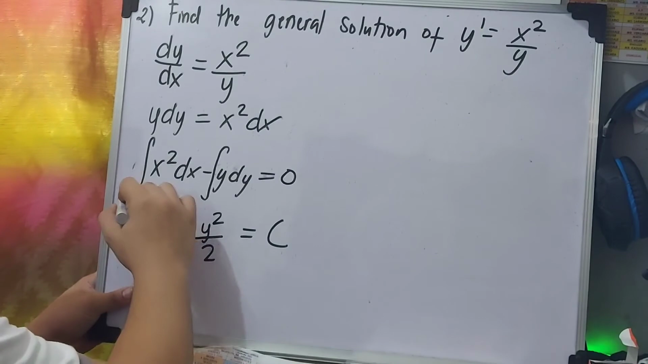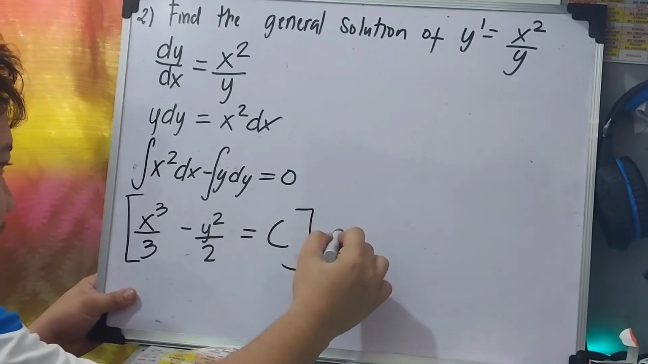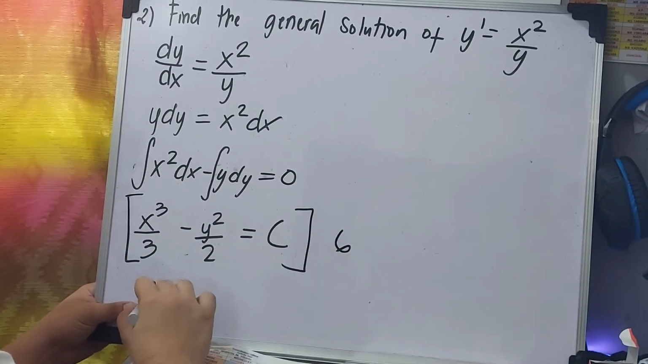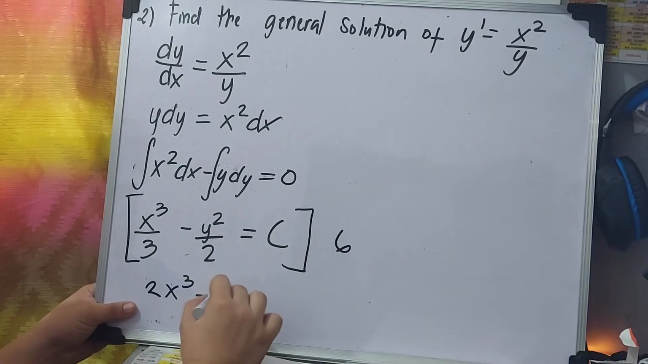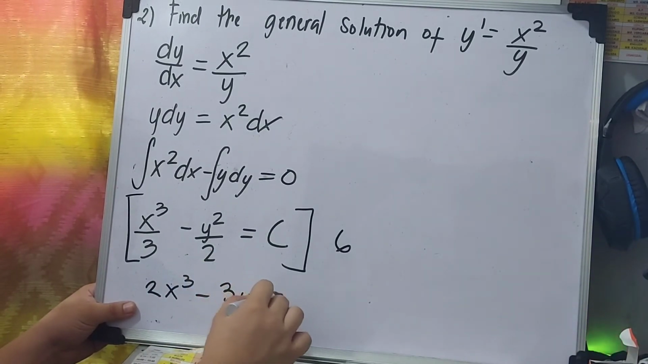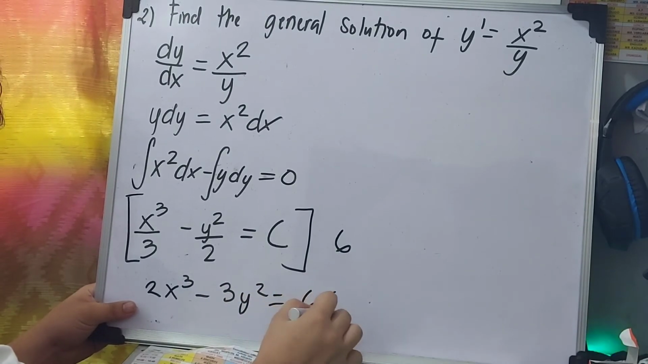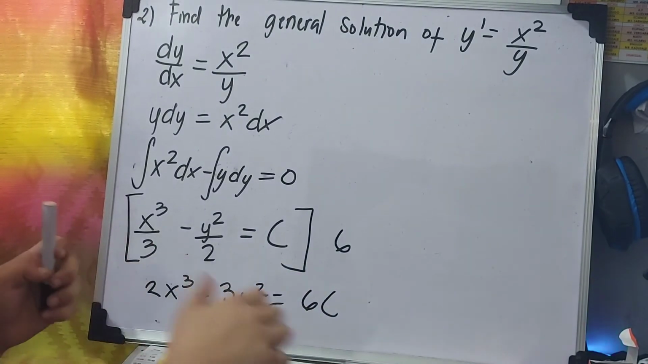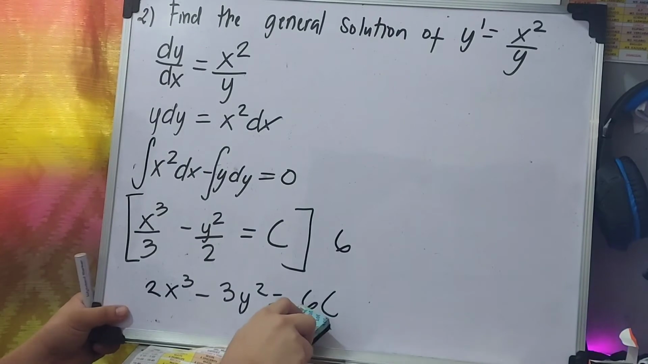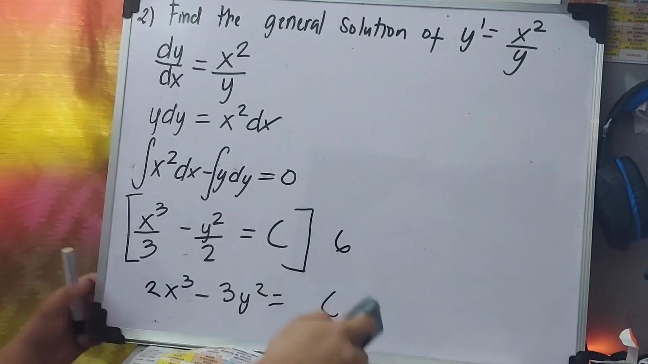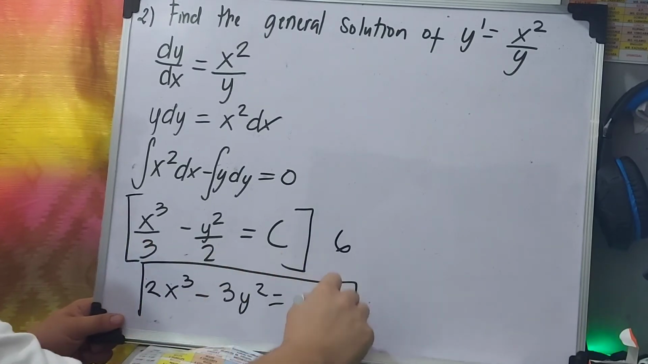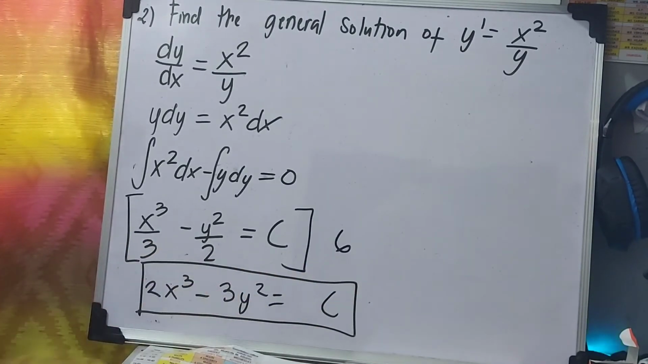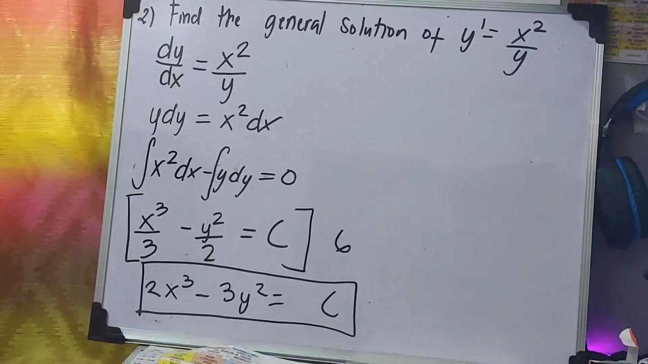Multiply both sides by 6, we have 2x cubed minus 3y squared equals 6C. The same as example number 1, we will remove the constant 6. Our answer will be 2x cubed minus 3y squared equals C.